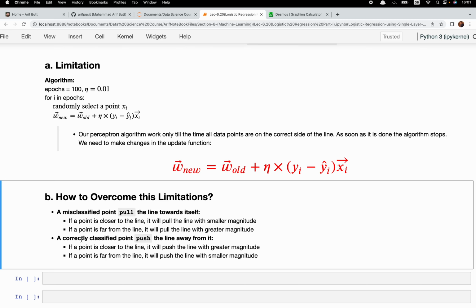On the contrary, in case of a correctly classified point, if the point is close to the line, it will push the line with greater magnitude. If the point is far from the line, it will push the line with smaller magnitude. My dear students, once again, please pause the video and visualize the logic behind what all I have said just now before you move any further.